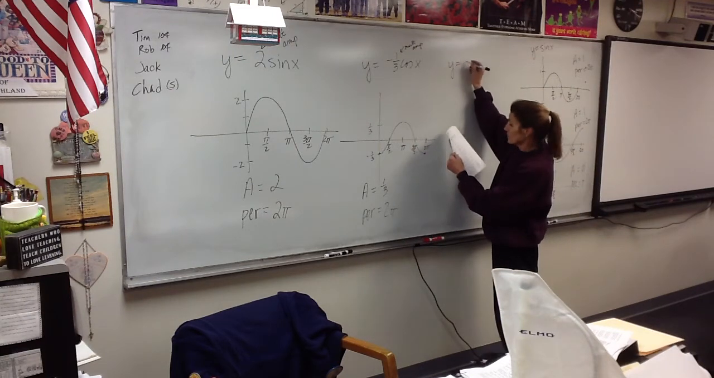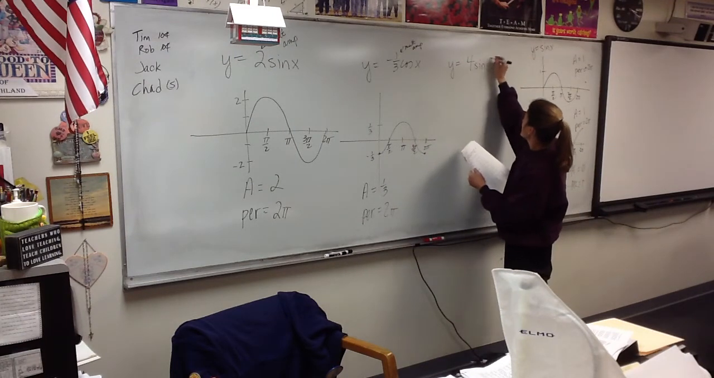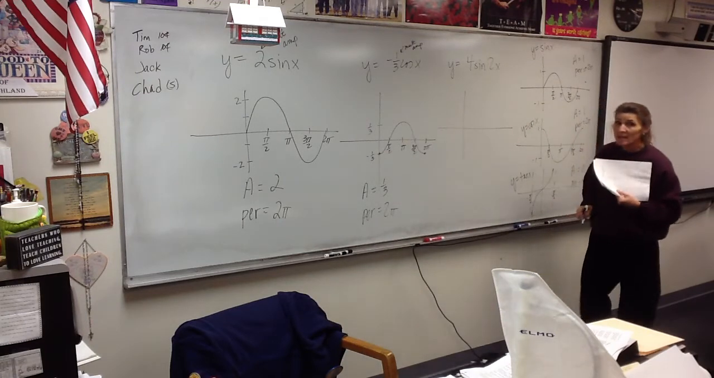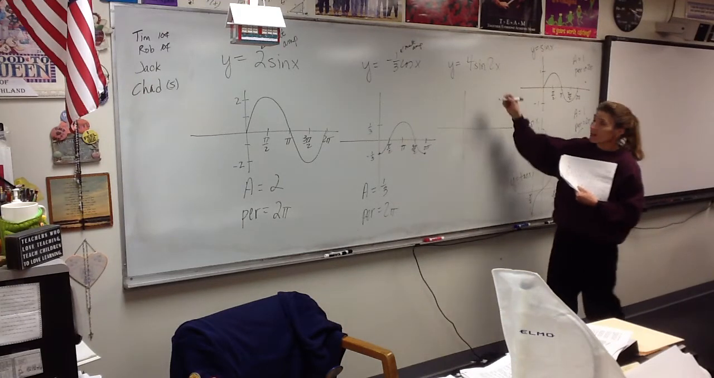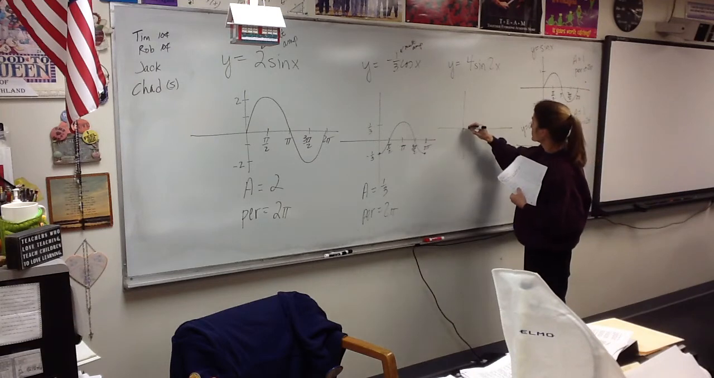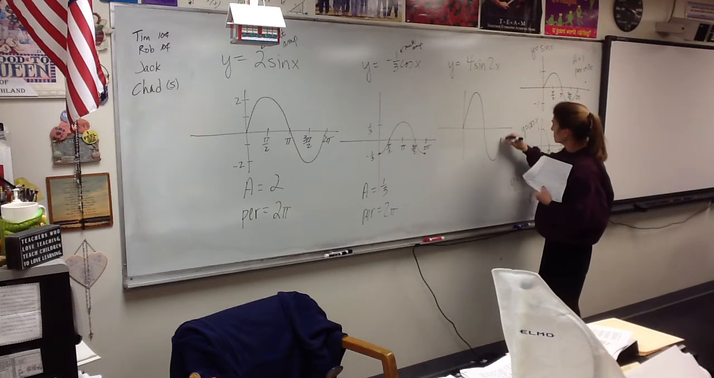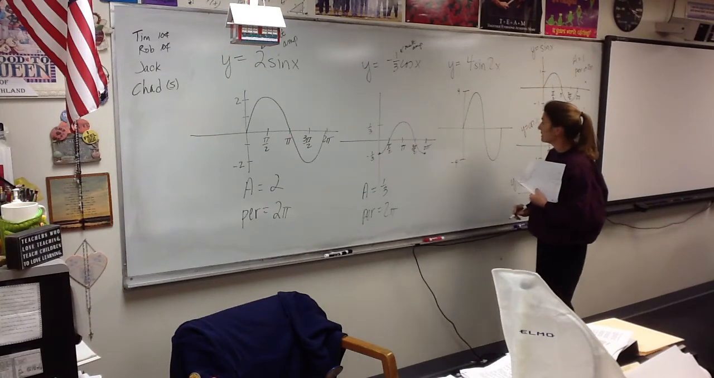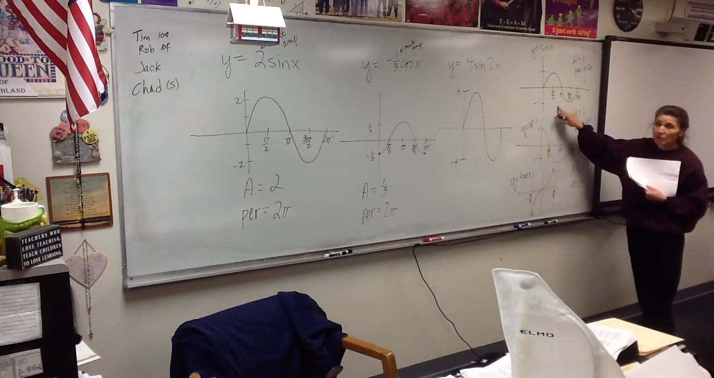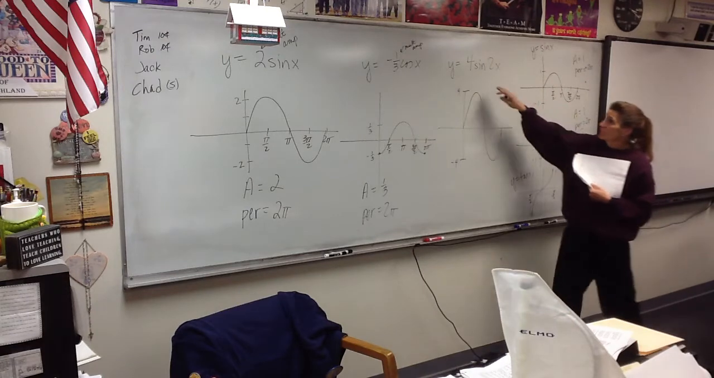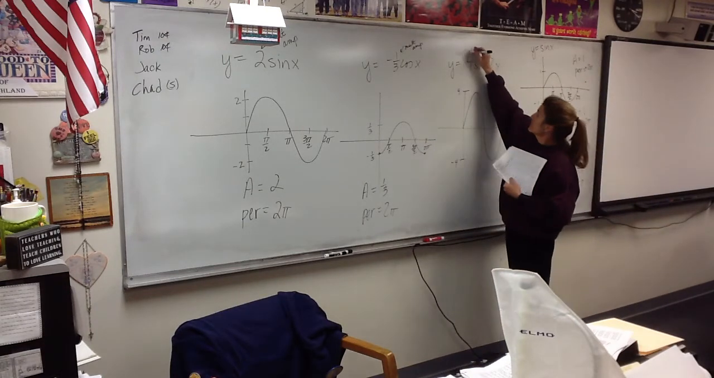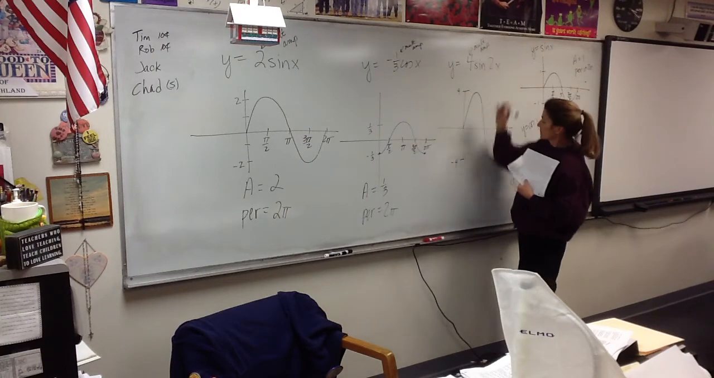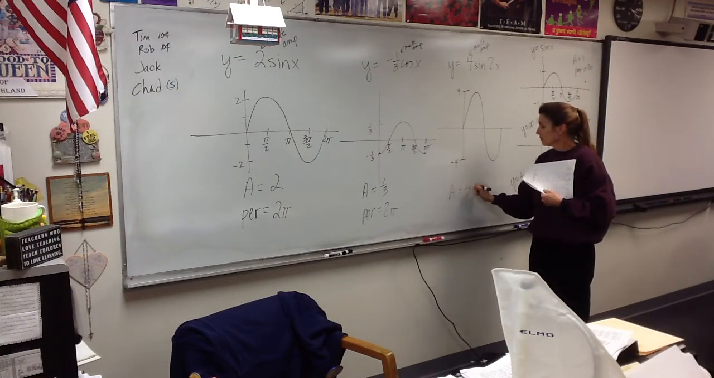Now we got some big things happening. We have a sine curve. It's right side up, and it's 4 times as tall as it's supposed to be. So it's going all the way up to 4 and all the way down to -4. It's going up 4 and down 4 because this number multiplies the amplitude. So now my amplitude will be 4.